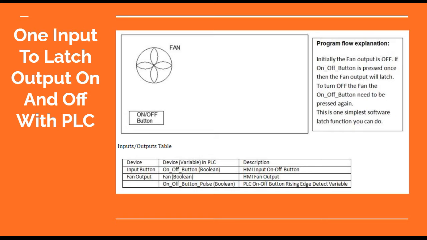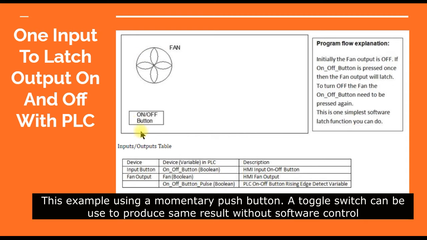Today we're going to talk about one input to latch output on and off with PLC. So this is literally a simple program, and this video is going to be short. Here you can see I just have an output, a fan control. I'm just using one button to control on off.